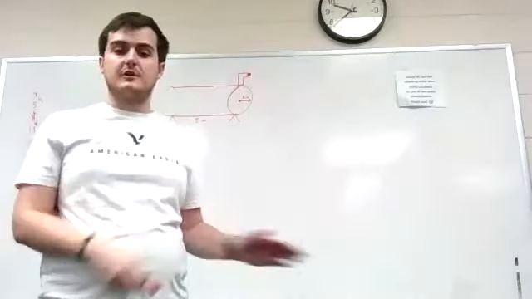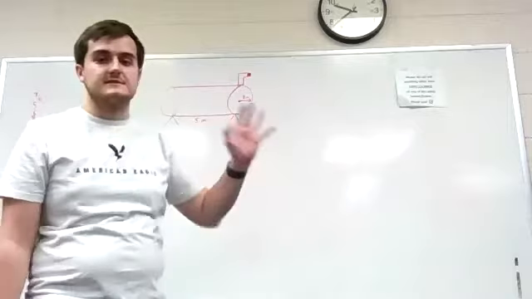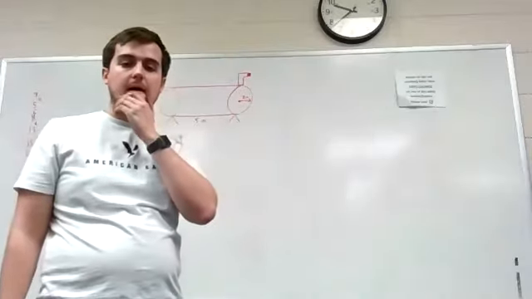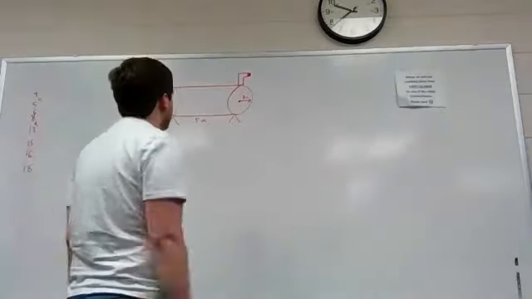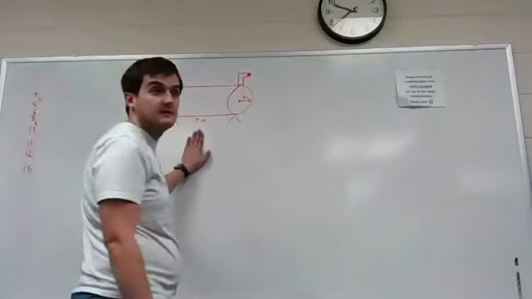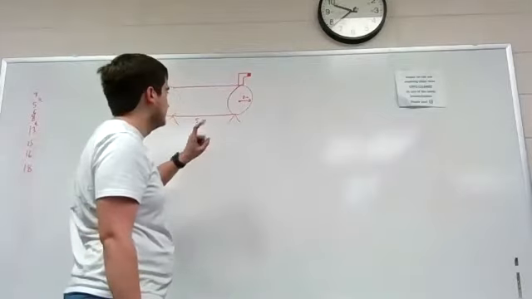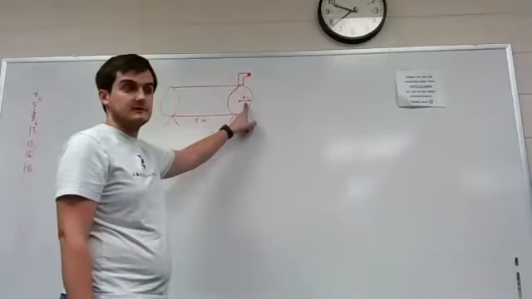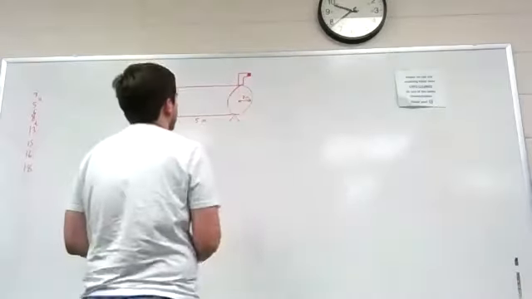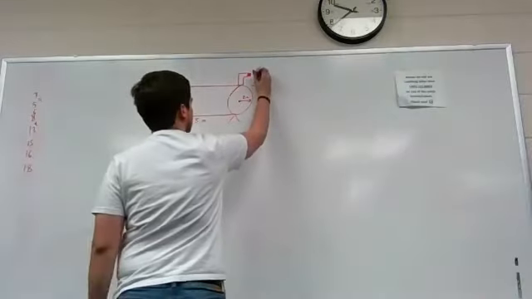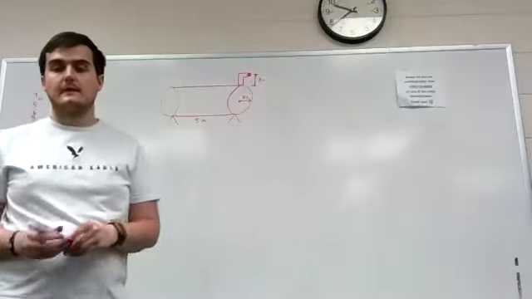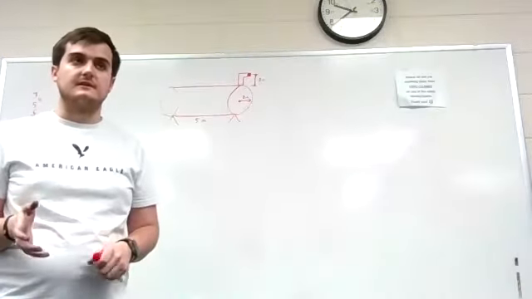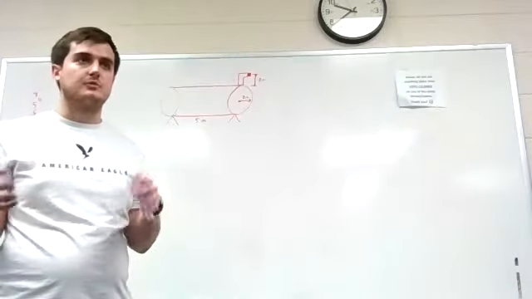Okay, so I'm drawing this picture here. This is just information given in the problem. It says that we have a tank that's 5 meters long. We have a radius of 2 meters for the circle, and the spout is 2 meters above the tank itself.